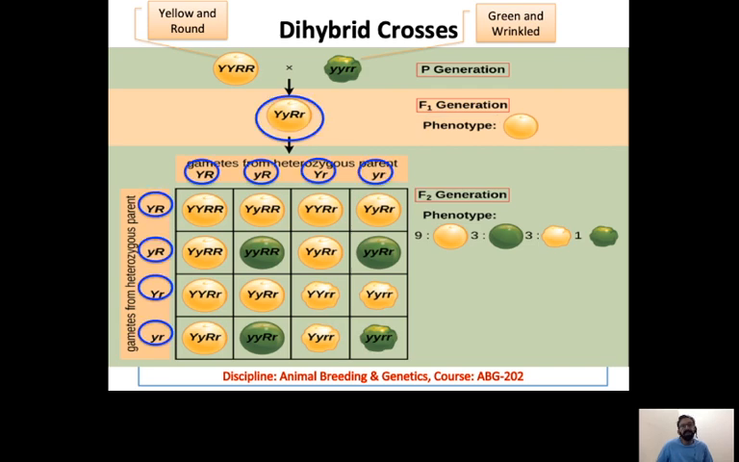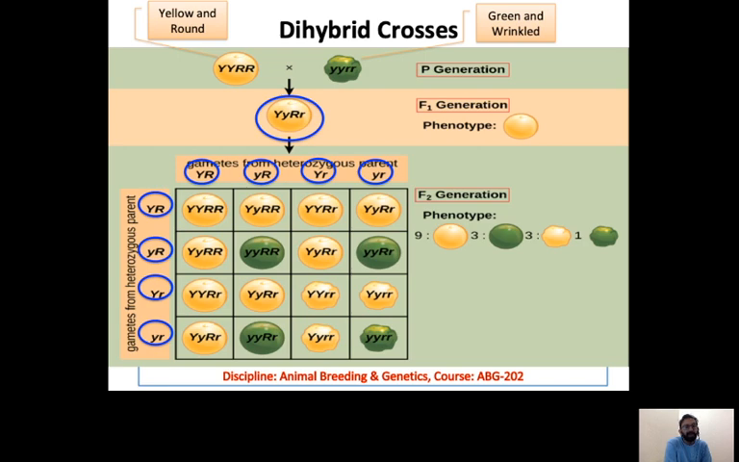So when we intercross these individuals, they will generate, as you can see on your screen, four types of gametes: capital Y capital R, small y capital R, capital Y small r, and small y small r.